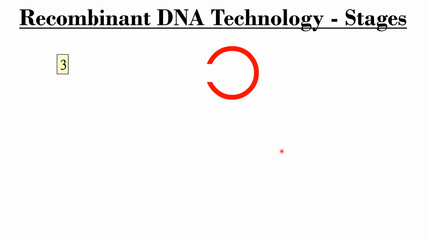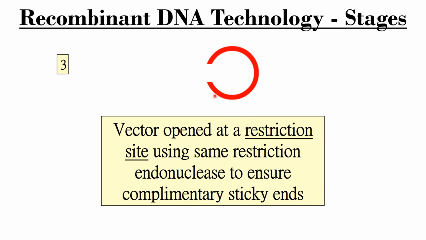And here is your plasmid, so vector. So the vector is opened up, and the point at which the vector is cut open, that's called a restriction site. So the vector is opened at the restriction site, and what you're using here is the same enzyme, the same restriction endonuclease as you used to cut the gene out of the chromosome. And the reason why you use the same one is to ensure complementary sticky ends.